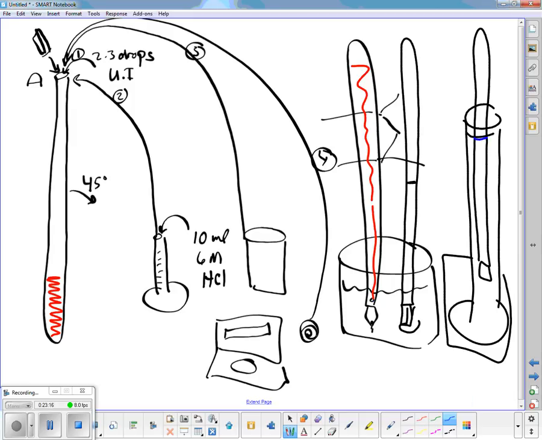That's equalizing the pressure, so that we can use the room pressure as our total pressure. You're going to read the volume in milliliters, going down to the nearest tenth. When you're done with that, you clean up, put everything away, and come back in here.